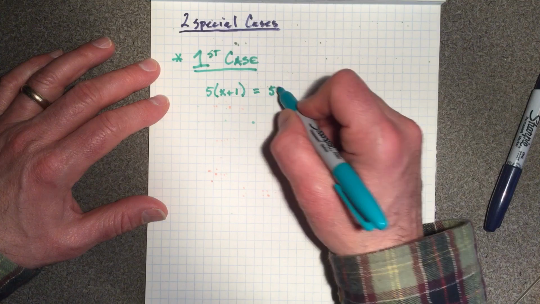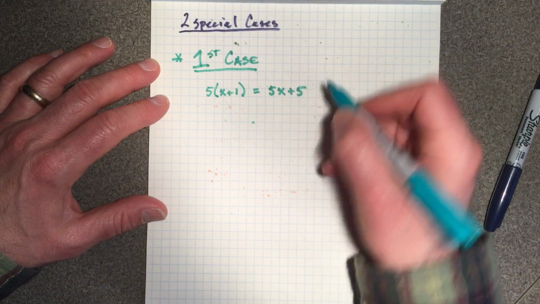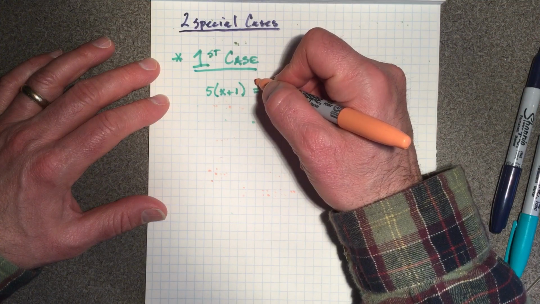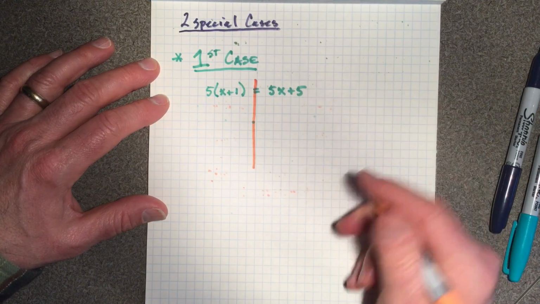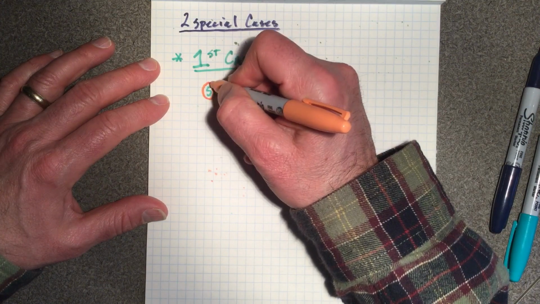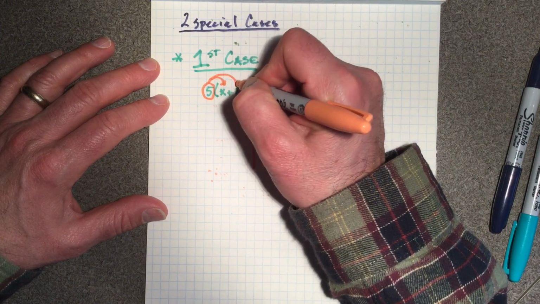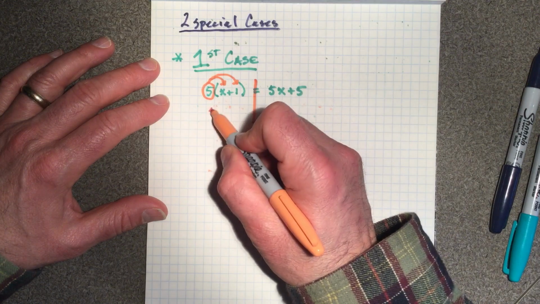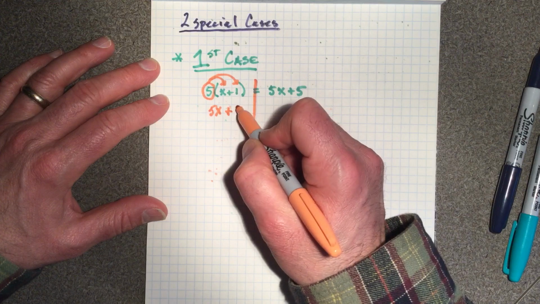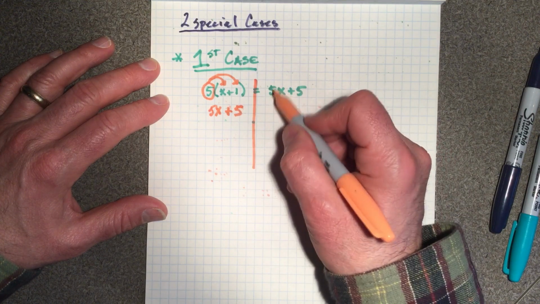equals 5x plus 5. Okay? So there's your first problem. So I'm going to split it down the middle. I'm going to follow my rules. Can I simplify this side? Sure, I can use the distributive property and distribute a 5 here, so I'll go ahead and do that. 5 times x, 5x. 5 times 1 plus 5. And I'll bring down this stuff.